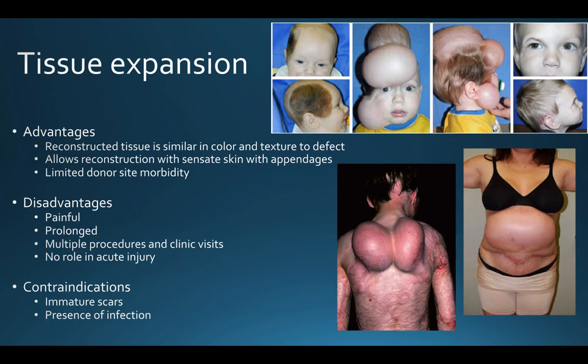So advantages of this, you're reconstructing with tissue that's similar in color and texture to the area. It allows for reconstruction with sensate skin, with appendages, limited donor site morbidity. Disadvantages are this is painful, prolonged, with multiple procedures and clinic visits. And this has no role in acute injury.